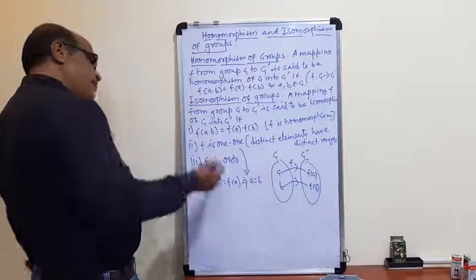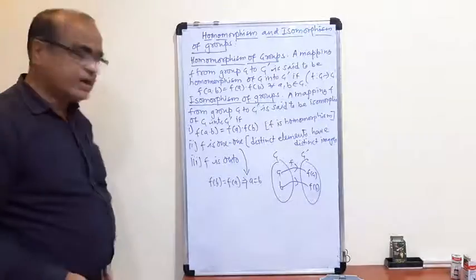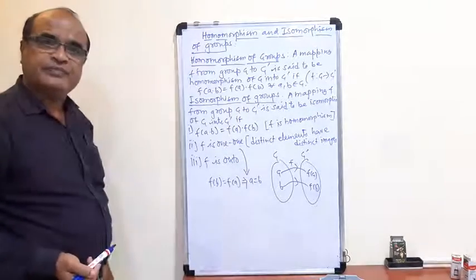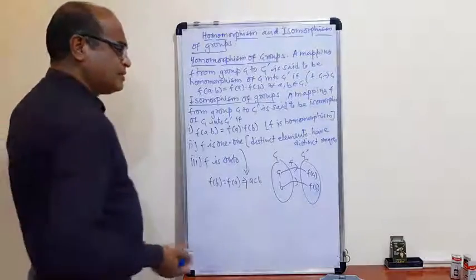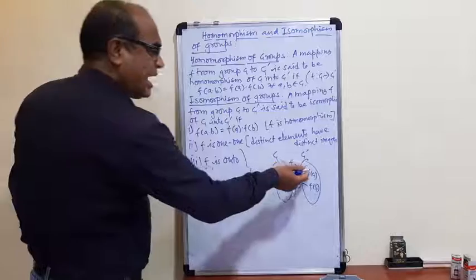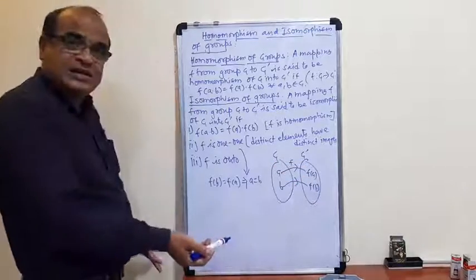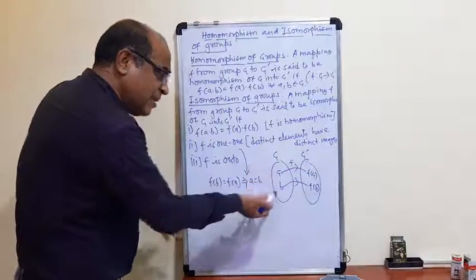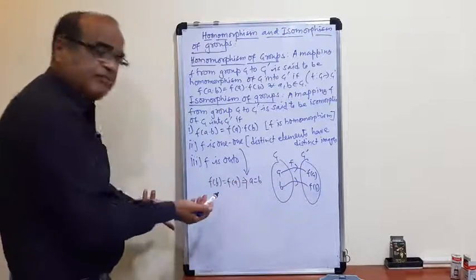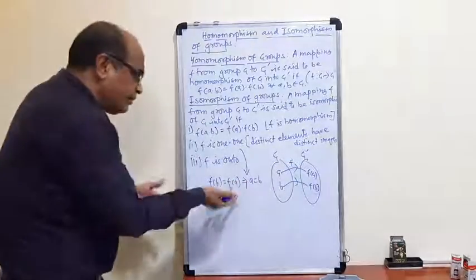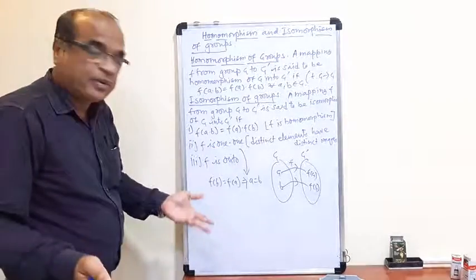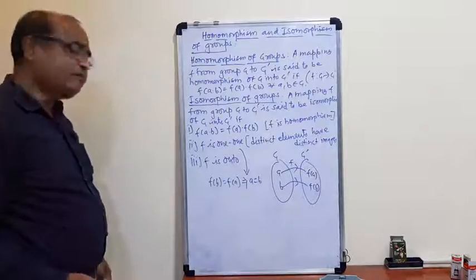So what is the definition of a one-to-one function? f(b) = f(a) implies that a = b. The meaning is this: if f(a) and f(b) are different, then a and b are also different. If these elements are the same, then those are also the same. So we define the function f as one-one in this form: f(b) = f(a) implies a = b.